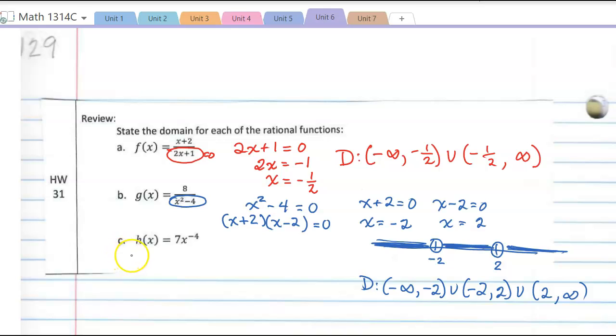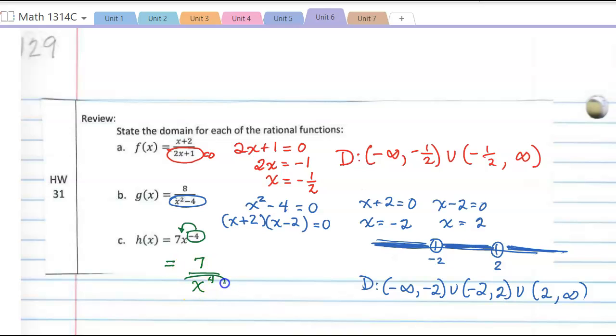Finally, for part C, we have h of x is equal to 7 times x to the negative 4. So we've got to remember about those negative exponents, what they mean, and that exponents affect only the closest thing to them. So if we rewrite this one, this is the same thing as 7 over x to the 4th power.